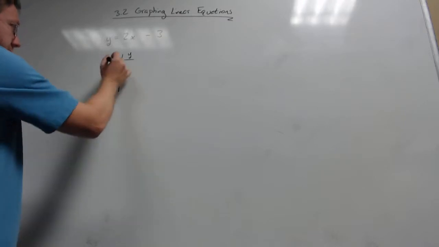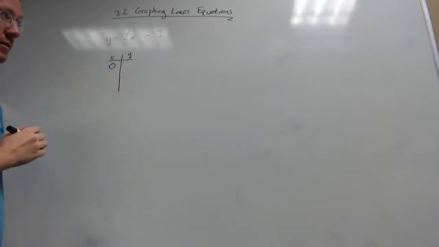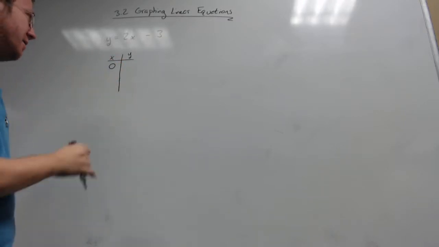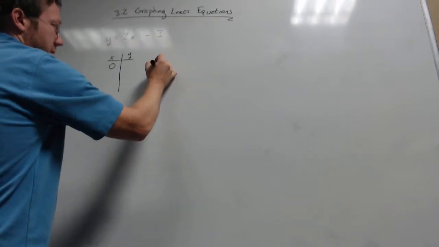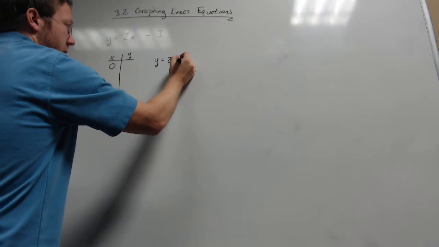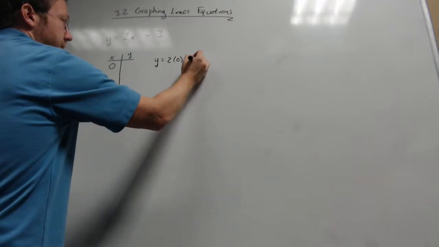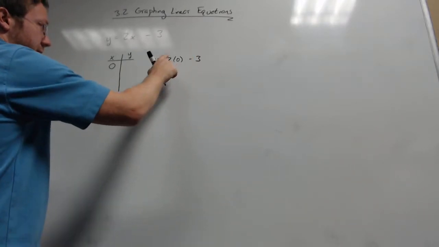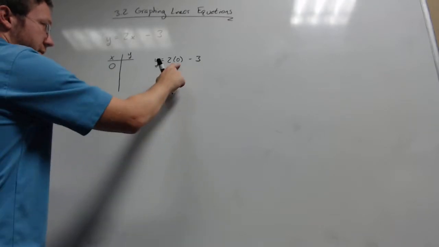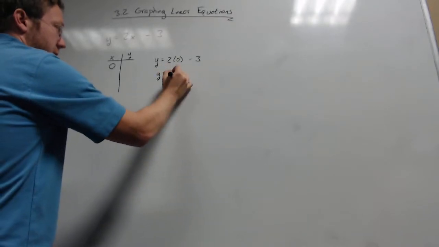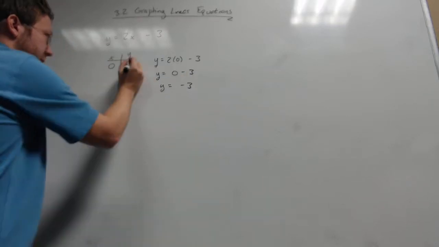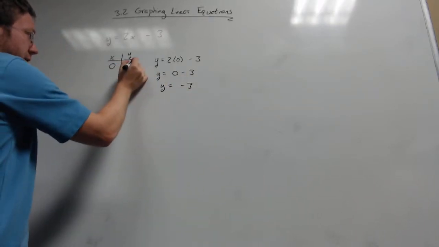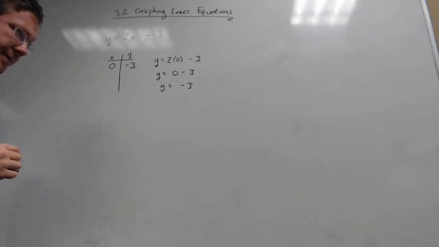If I want to use 0 for x, it's always a good idea to start with 0. It's a very helpful number when we substitute it in. When we substitute 0 in for x, that'll make this term disappear. 2 times 0, so we'll end up with 0 minus 3, which will be negative 3. So the y value is negative 3. Here's a solution. We found one.